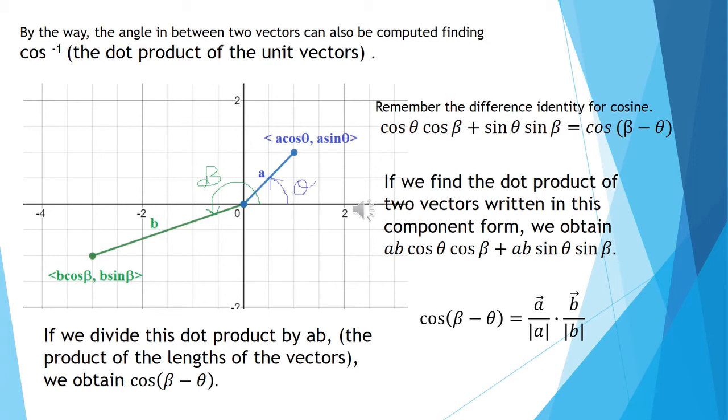And so you get a cosine theta times b cosine beta added to a sine theta, b sine beta. Again, I'm doing the dot product, multiply the x components, add to the y components multiplied. If I then take that expression and I divide by the length a times b, I end up with the formula for the cosine of the difference between two angles. So cosine of the angle between two vectors is equal to the dot product of their unit vectors. That's what we have in the lower right-hand corner of our slide. Cosine of beta minus theta is the angle between the two vectors. It's equal to the dot product of the vectors, but then divided by each of their lengths. That's equivalent to the dot product of their unit vectors.